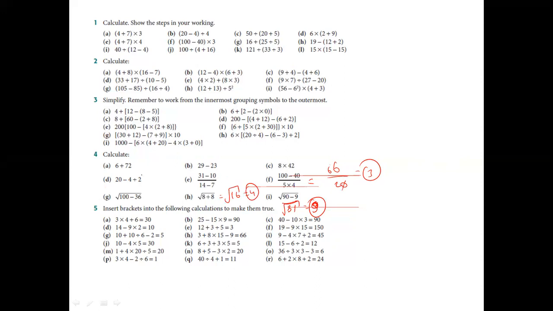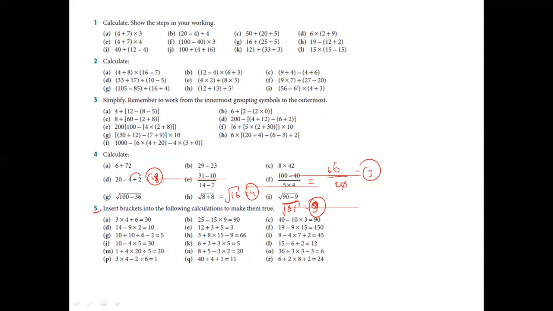Okay, and others, for example, here, first of all, we divide, because we haven't any brackets. That's why we should find the division or multiplication operation. And 4 divided by 2 is 2, and 20 minus 2 is 18. Okay, it is 18.